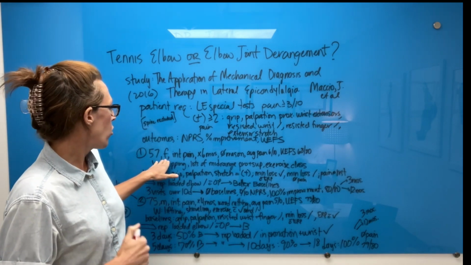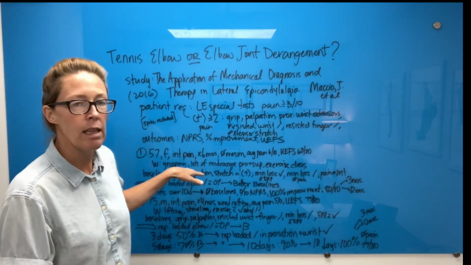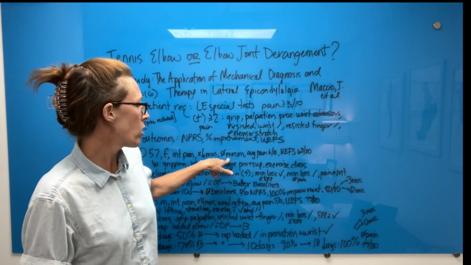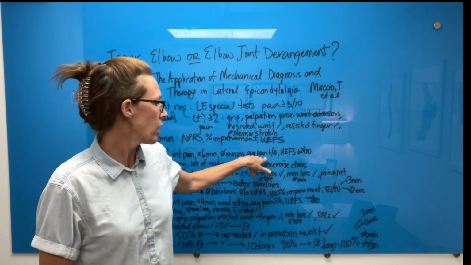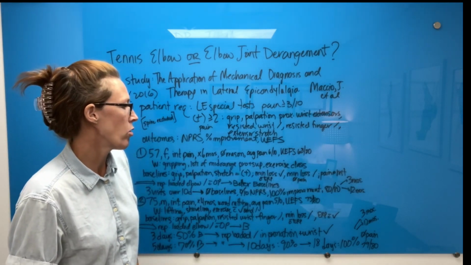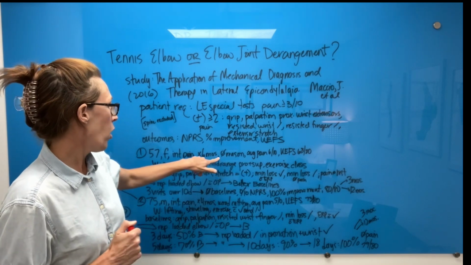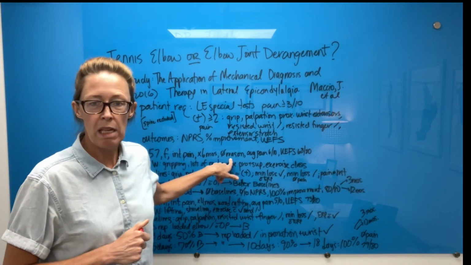So 57-year-old female, intermittent pain in the elbow for 6 months, no apparent reason for why it started, average pain of 6 out of 10, and an upper extremity functional scale of 68 out of 80. So to note in this part is that she doesn't attribute a reason to it.